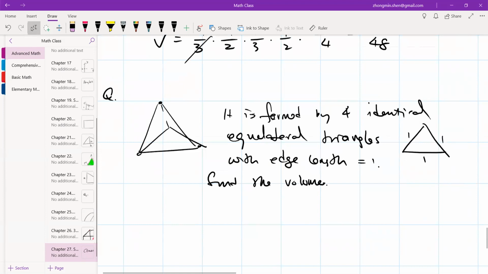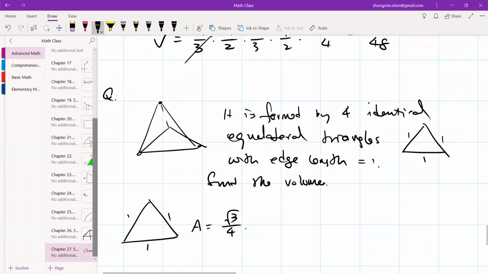You needed to find the height, right? So let's recall, for the equilateral triangles, the area is going to be square root 3/4 times 1 square, so square root 3/4. That's clear. All you have to find out is the height of the pyramid. It cannot be a simple fraction. It involves square root 3 clearly.